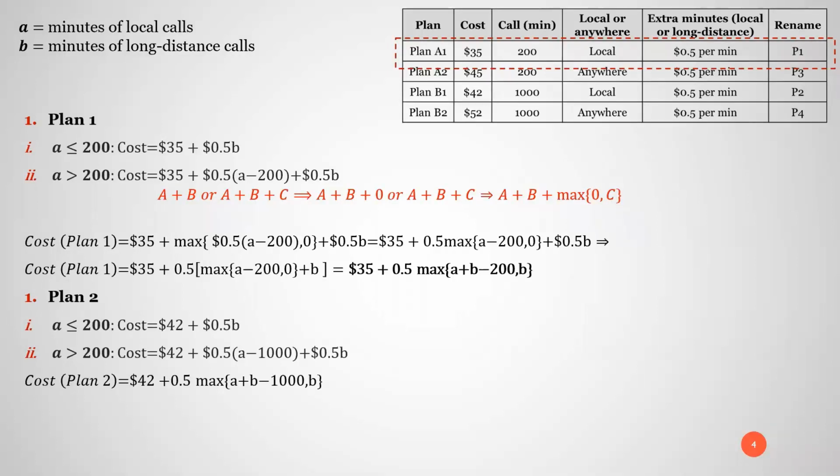All right, now I have something in my hand. I have the cost function for plan 1. The procedure for plan 2 or plan B1 is the same as plan 1. And finally, we get the cost function of plan 2 based on A and B, as you can see.